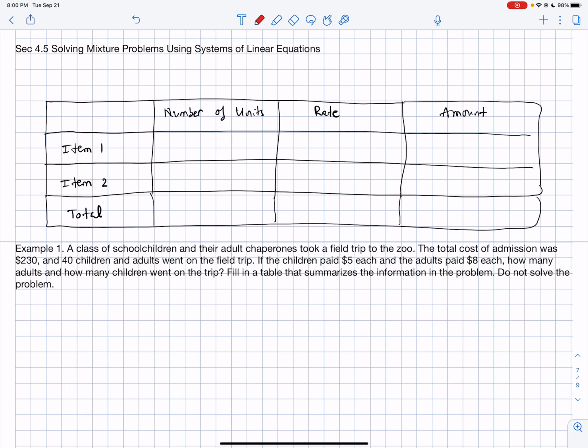Section 4.5 Solving mixture problems using system of linear equations. We have the number of units, rate, and the amount. We will multiply number of units times rate equal to the amount. The rate in this case can represent the percent, or the interest rate, or the cost per pound, or cost per person.